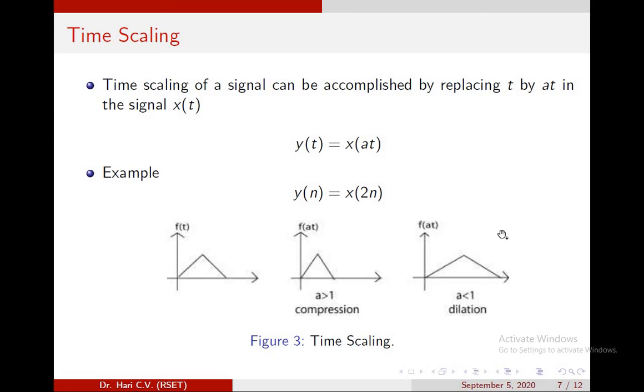The time scaling operation. The time scaling of a signal can be accomplished by replacing t by at in the signal x of t. That is y of t is equal to x of at. Here an example, y of n is equal to x of 2n. If the value of a is greater than 1, this is called compression. If the value of a is less than 1, that is called dilation.